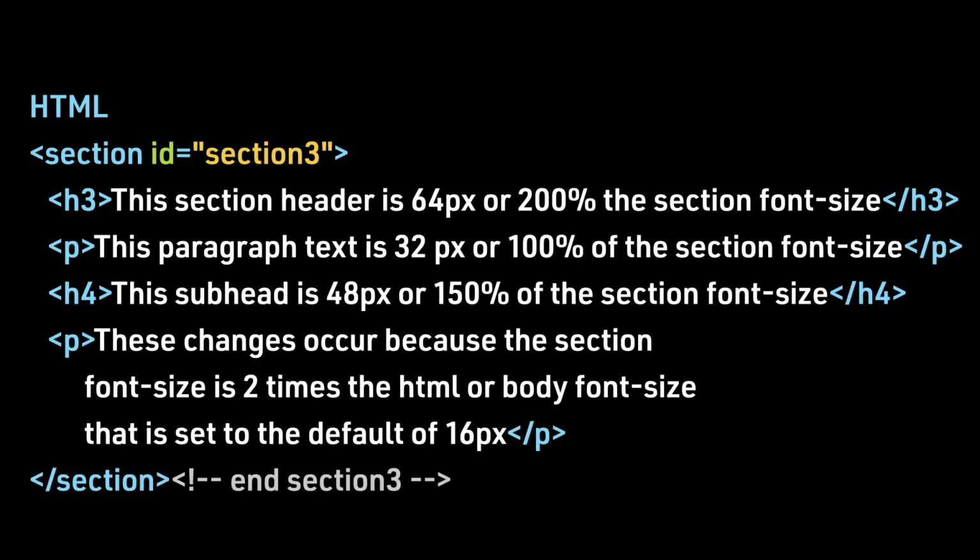In section 3, we now have an H3 heading that will now be 64 pixels or 200% of the section font size. The paragraph text will be 32 pixels or 100% of the section font size. And the H4 heading, subhead, will be 48 pixels or 150% of the section font size. These changes occur because the section font size is 2 times the HTML or body font size that is set to the default of 16 pixels.